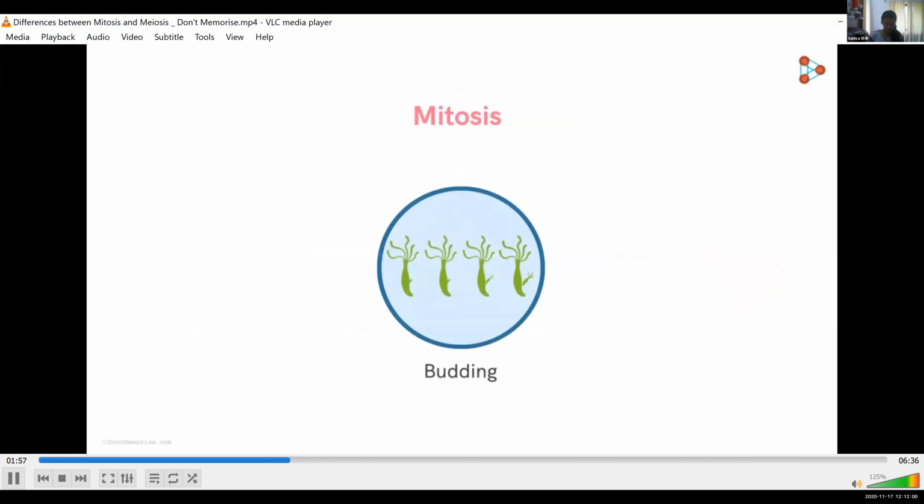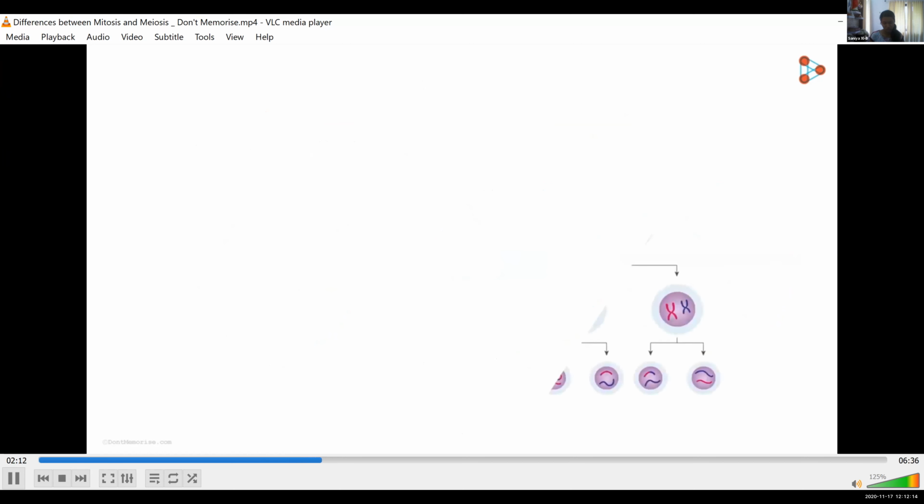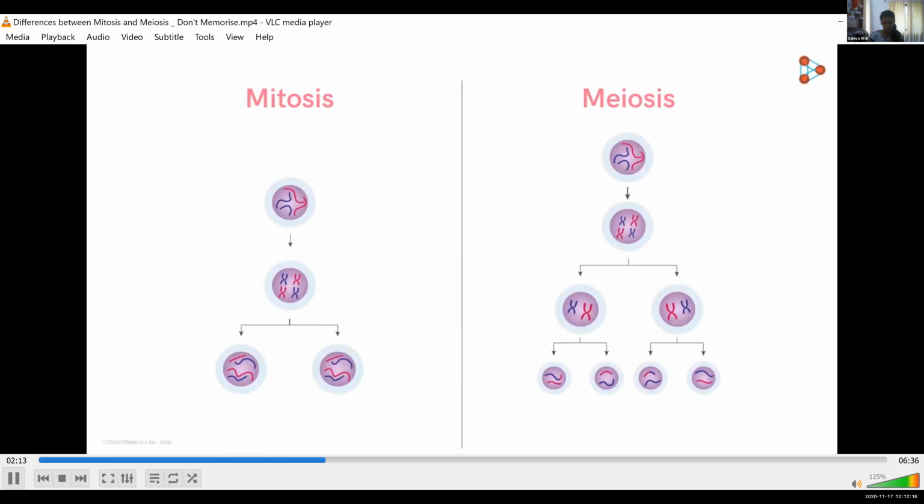Another major difference is that mitosis is used as a mode of asexual reproduction in lower organisms, while meiosis helps in forming gametes for sexual reproduction. Now, let's move ahead with the next difference. Have a look at these images. Observing this image, we can easily notice the most basic differences between the two. Let's begin noting down each difference individually.